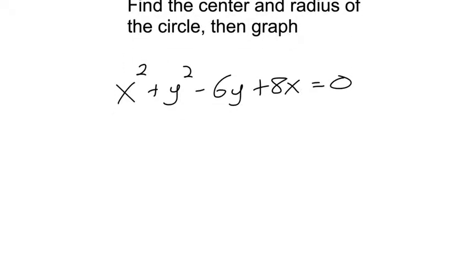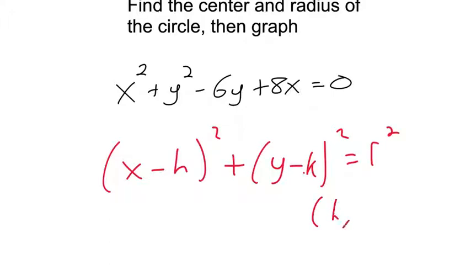So to do this problem, let's look at standard form for a circle, where h comma k is the center, and r is the radius. So we want to be able to take this and put it in this form.